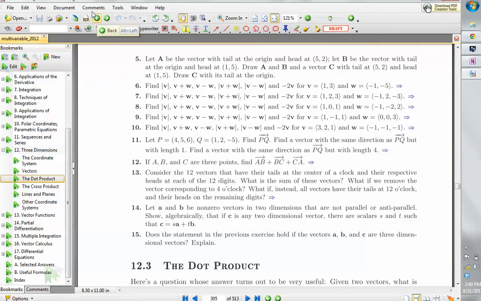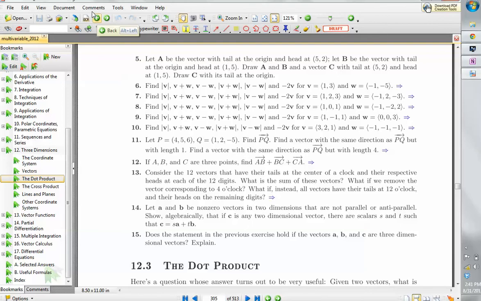What if instead all vectors have their tails at 12 o'clock and their heads on the remaining digits? To me, that's 1 through 11. So just write it up and turn it in, and if your process is good, you'll get most of the credit. Okay, other questions?